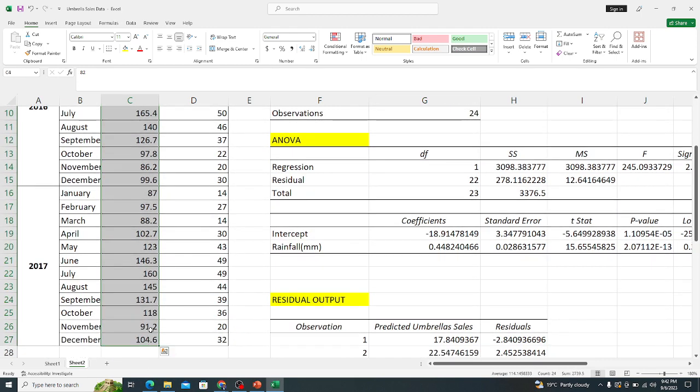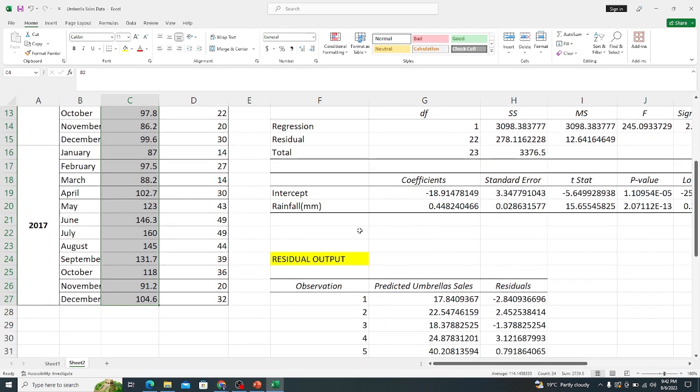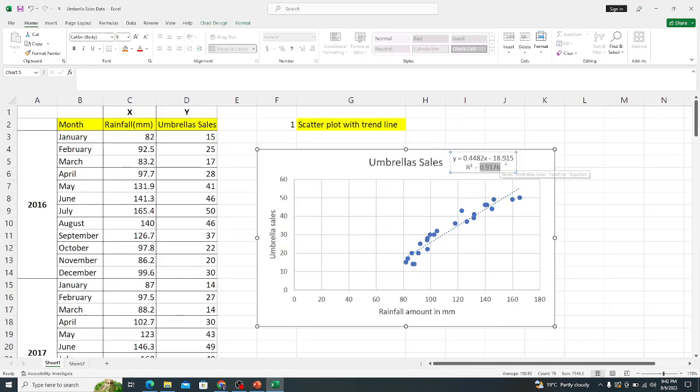That is the count of data values. You can see it's 24 here. Then we have the intercepts. These are the same intercepts which we got. We have the y-intercept and we have the slope. The coefficients are the same as these ones.